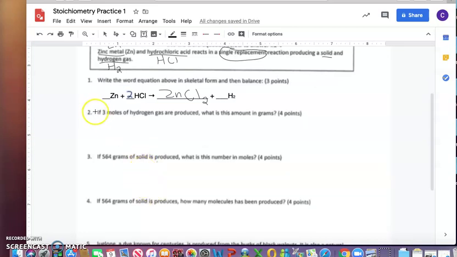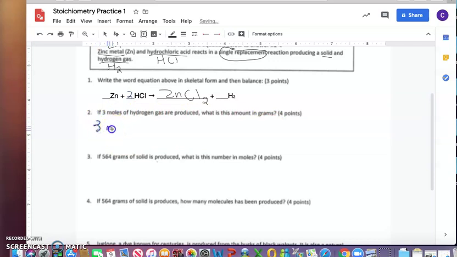In number 2, it says if 3 moles of hydrogen gas are produced, what is the amount in grams? All that's asking you to do is change 3 moles of hydrogen gas into grams. We're converting, so all we have to do is set up a conversion factor. So let's do that really quickly.